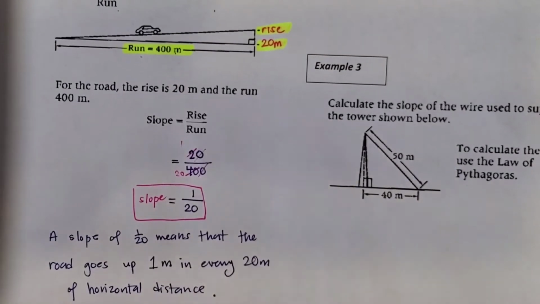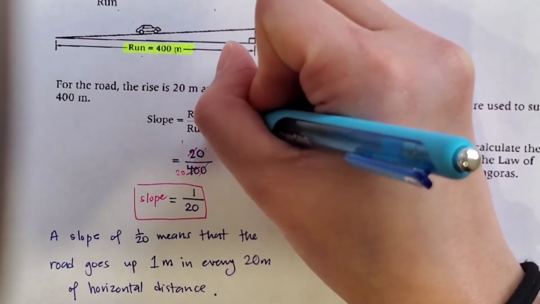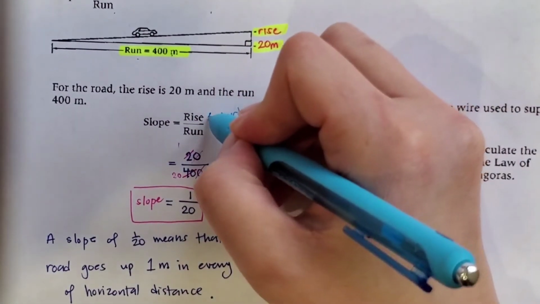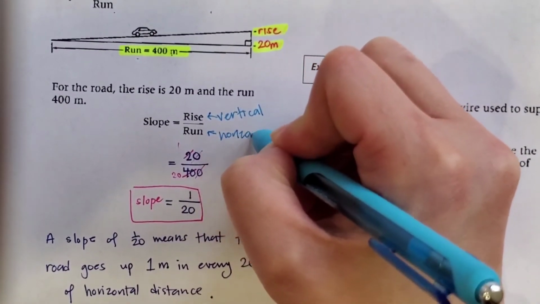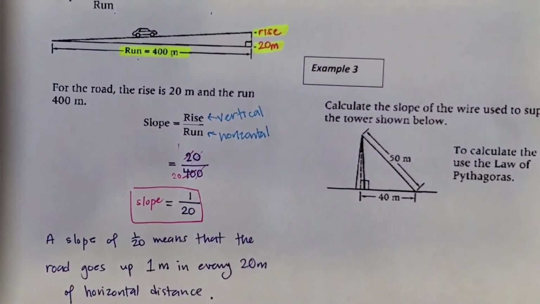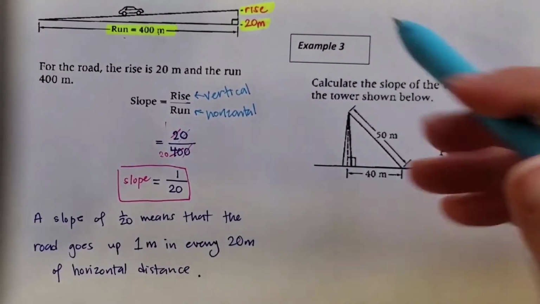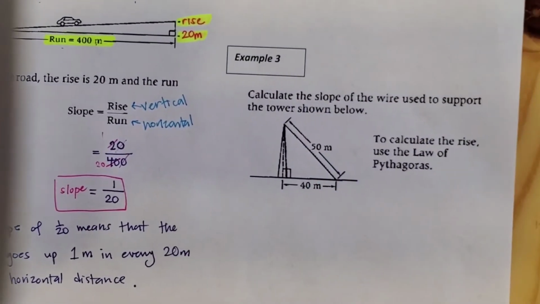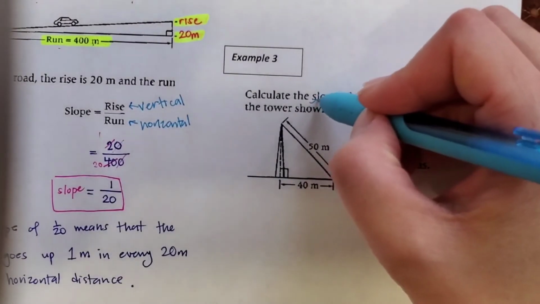And just in case you didn't know, rise also means vertical. Okay? And run means horizontal. So think of rise as, when people talk about how high they can jump, what their vertical is, they're talking about up and down. Okay, so for example 3, we need to find the slope of the wire.